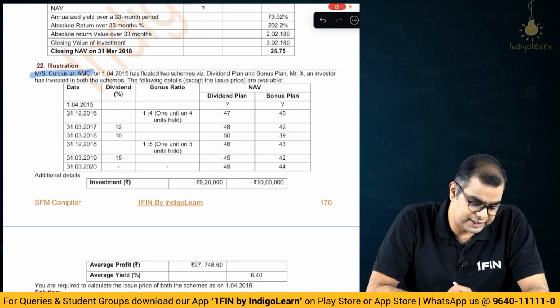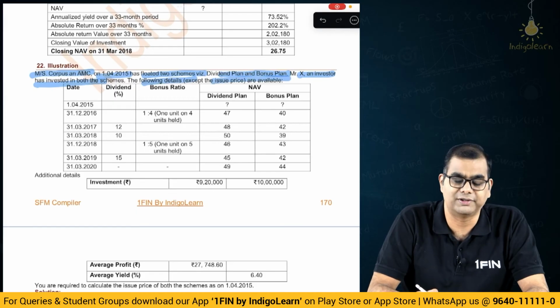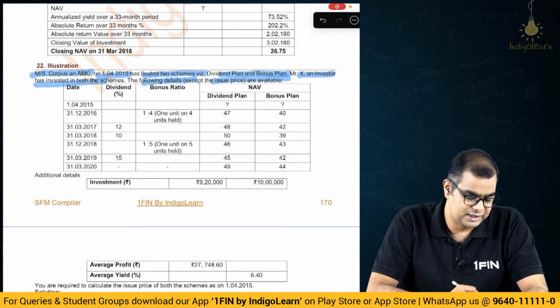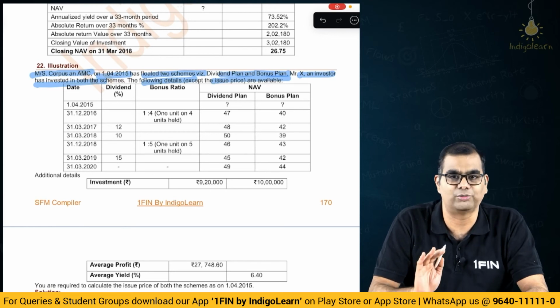MS Corpus AMC on 1/4/2015 had floated two schemes, that is a dividend plan and a bonus plan. Mr. X, an investor, invested in both the schemes. The following details except the issue price are available. When you float a scheme, this is the first problem that I have with the question. Whenever there is an issue, I have never seen in my life an NFO, new fund offer, coming at a price which is different than 10 rupees.